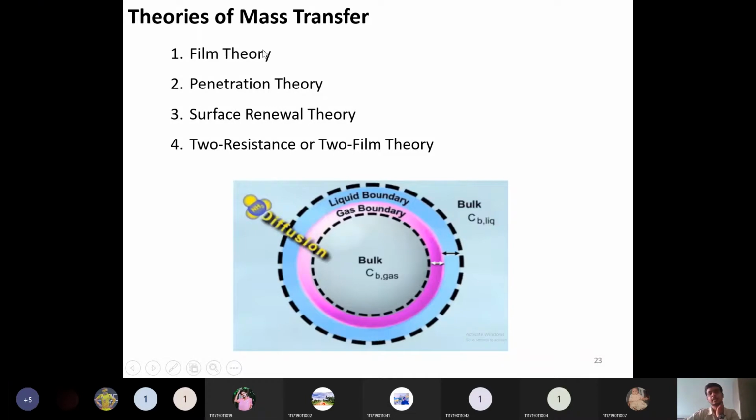These two theories are the unsteady state theories, and the film theory is the steady state theory. Then, based on this film theory, there is a two resistance theory, or two film theory as we will call it, from which we will deduce one final equation. There will be a big derivation regarding that.